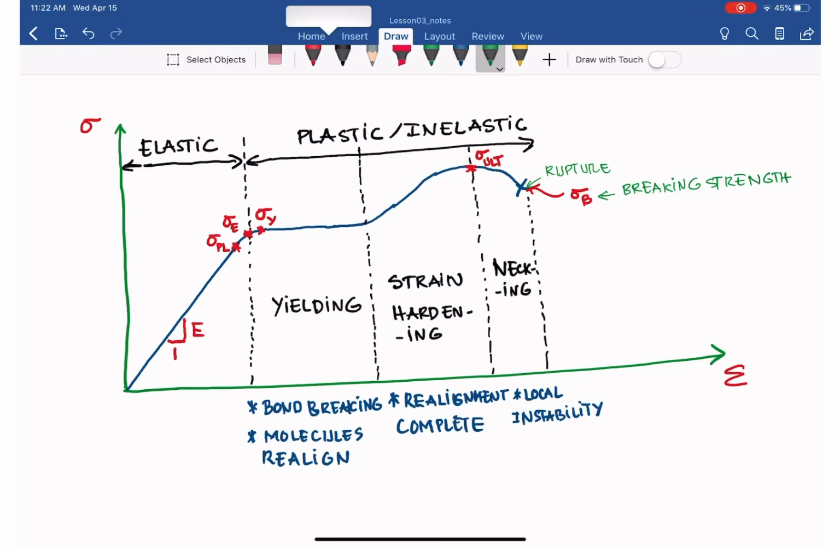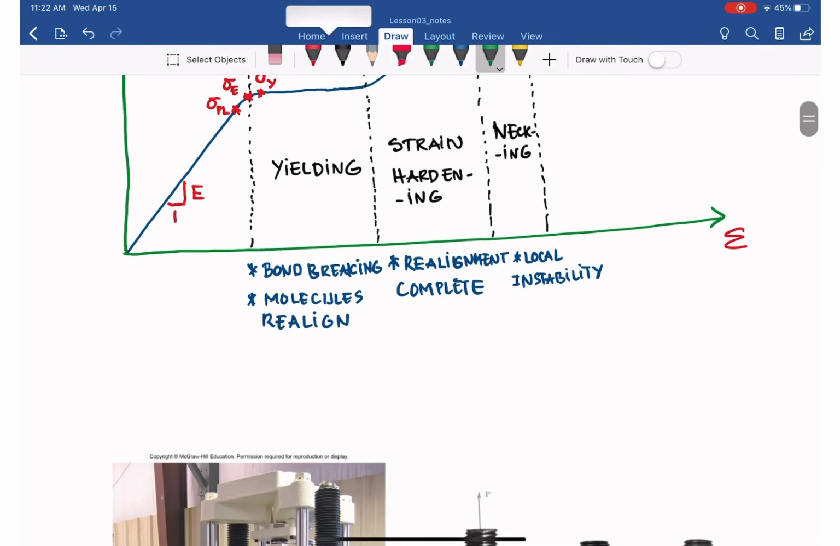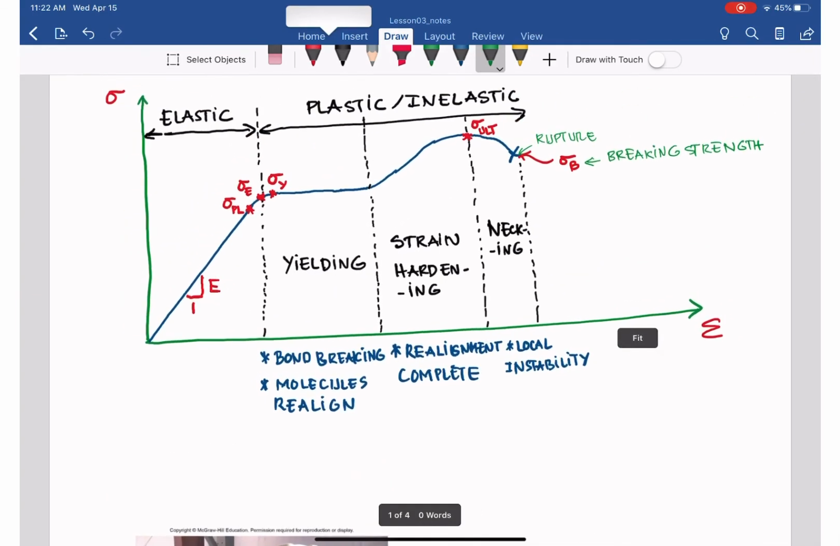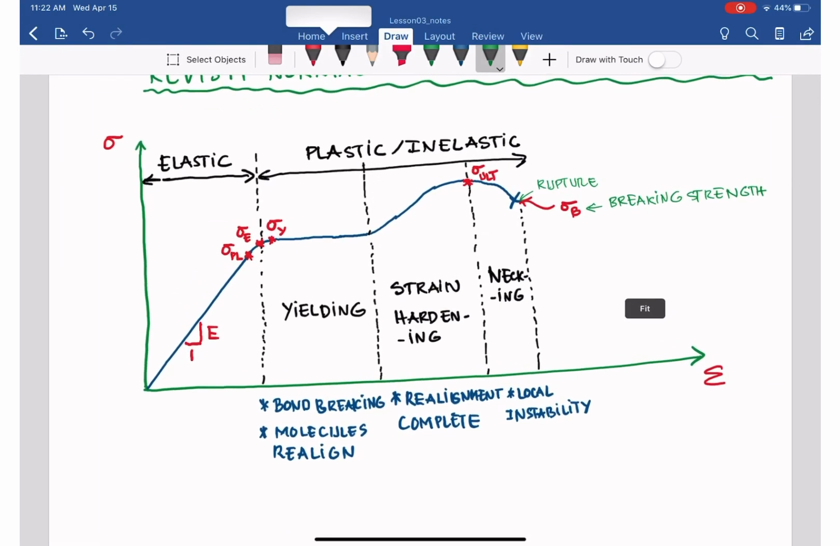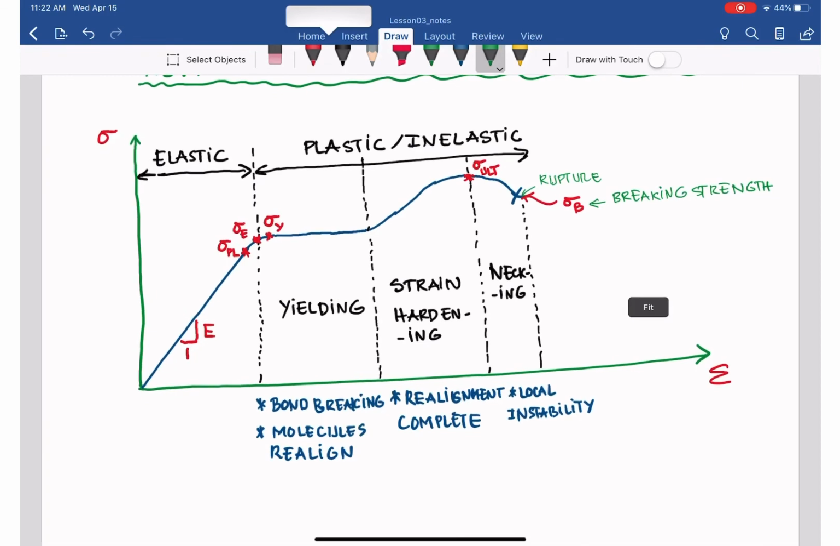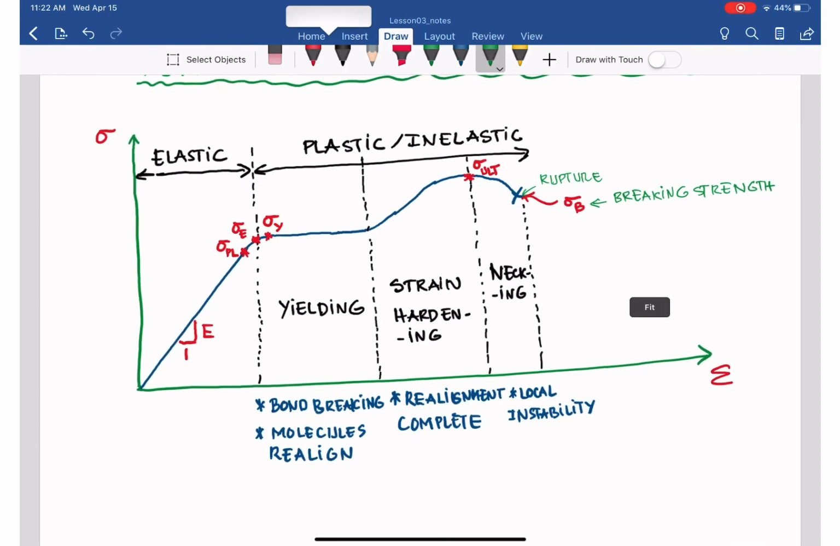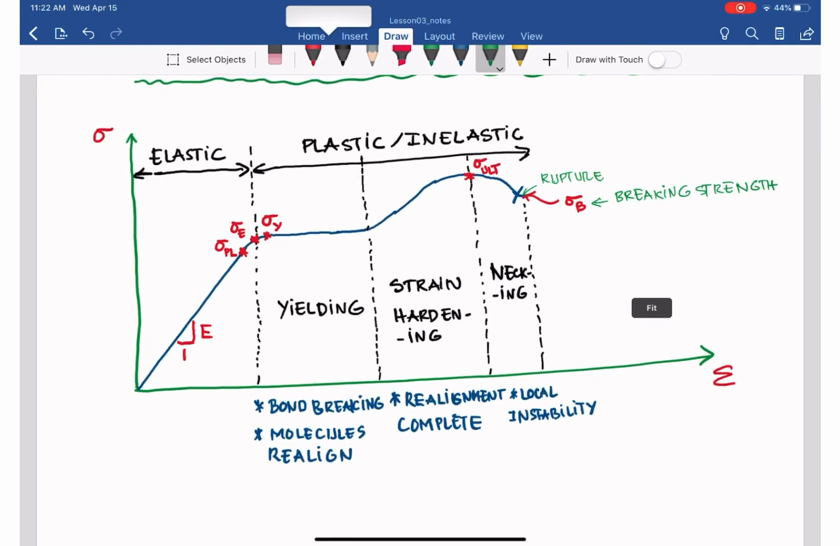So with that, let's go through a few points to remember in the next video. But for now, as you can see, that is the behavior, and it leads to different material properties. In the next video, we will talk in detail about what sigma proportional limit, sigma elastic, etc. are.